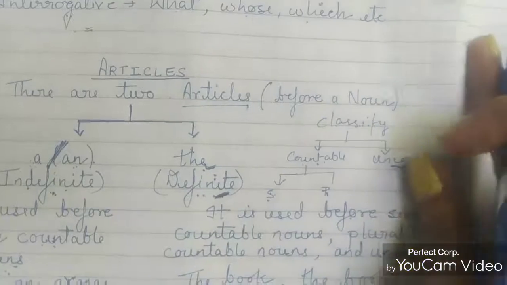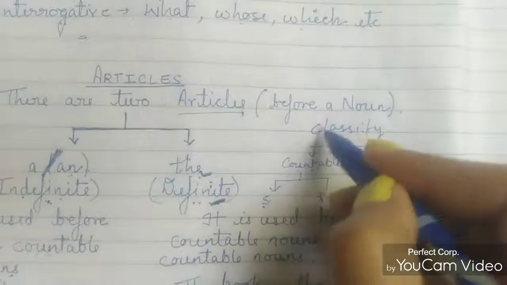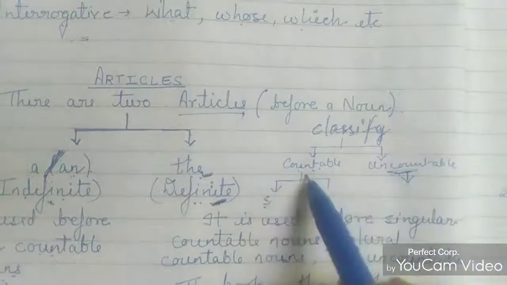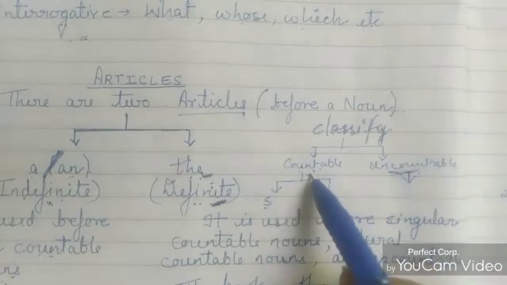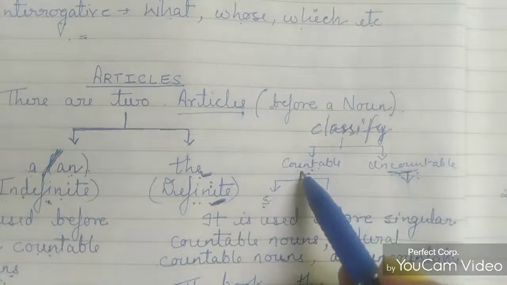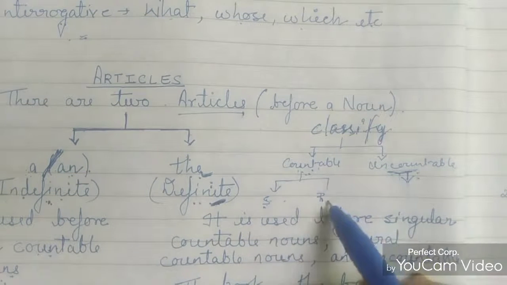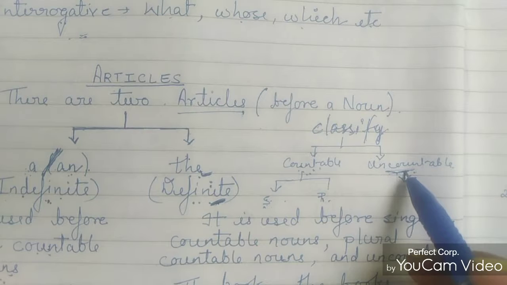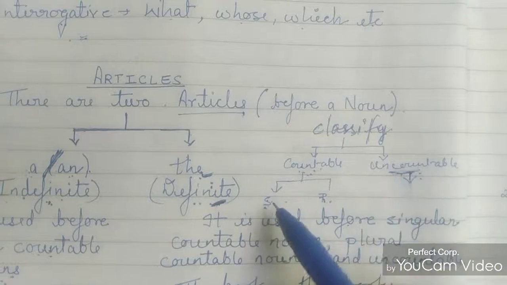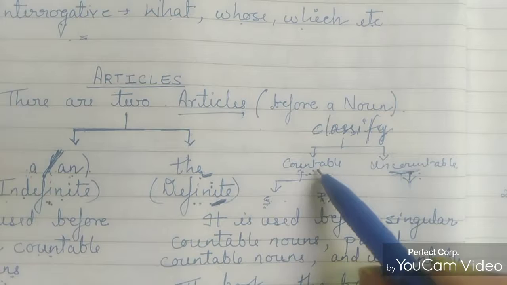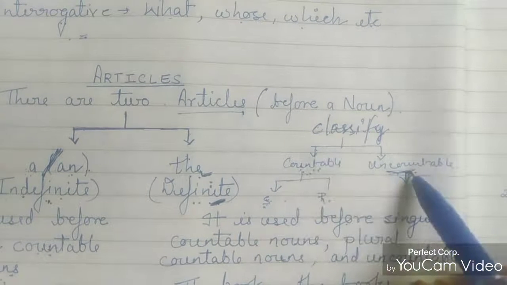Now, before that, I want to tell you first, if we classify a noun, there are two types of classification: countable and uncountable. Countable, which we can count. Uncountable, which we cannot count. Countable can be singular and countable can be plural, and uncountable is uncountable only. We cannot count it, so it will not be singular or plural. So three classifications: singular countable noun, plural countable noun, and uncountable noun.